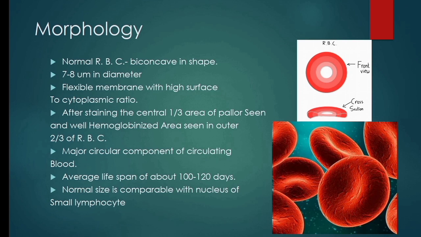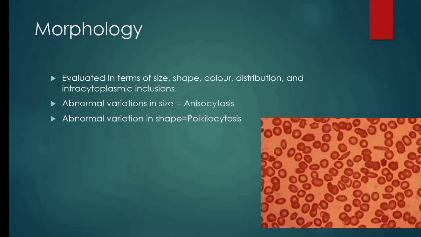Average lifespan of RBC is about 100 to 120 days. Normal RBC size is comparable with the nucleus of a small lymphocyte in peripheral smear. Morphology of RBC is evaluated in terms of size, shape, color, distribution, and intracytoplasmic inclusion. Abnormal variation in size is called anisocytosis. Abnormal variation in shape is called poikilocytosis.